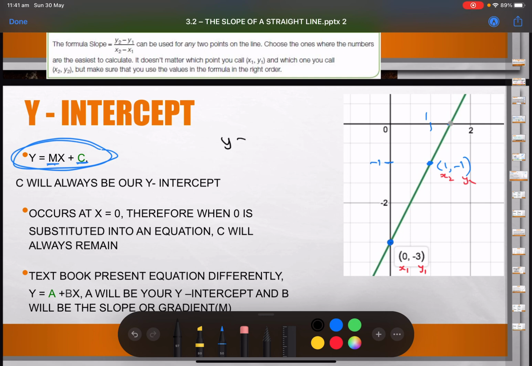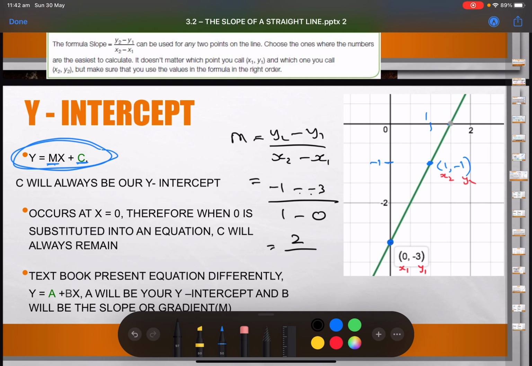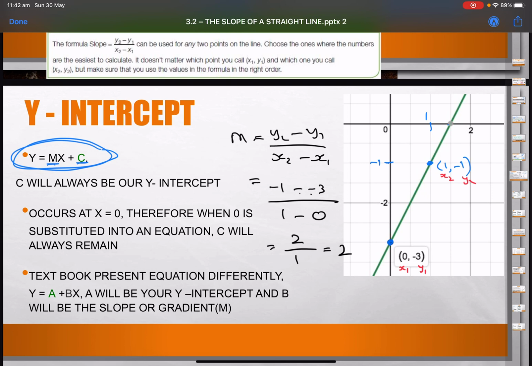So m equals y2 take away y1 over x2 take away x1. So y2 we said is -1, take away y1, which is -3, over x2, which is 1, take away x1, which is 0. Negative and negative becomes positive. So negative 1 plus 3 is going to be a 2. 1 take away 0 is 1. So that is a gradient of 2. Okay, so my m value is going to equal 2.